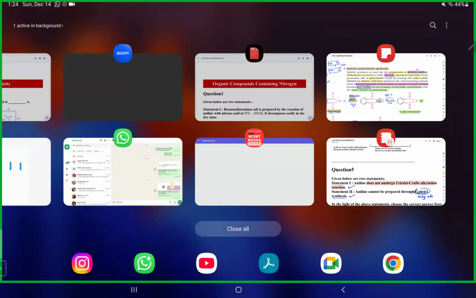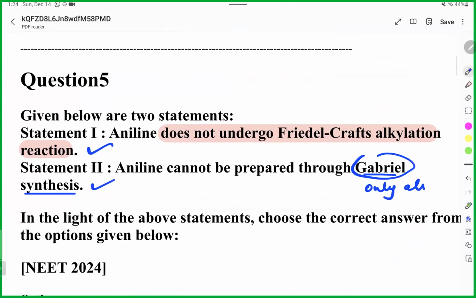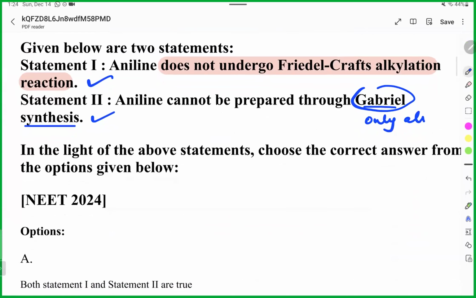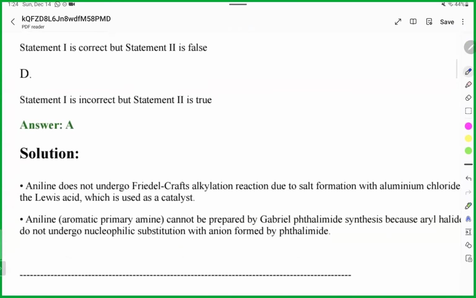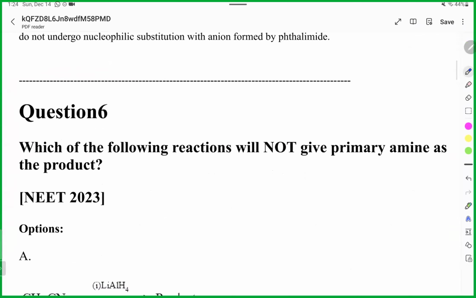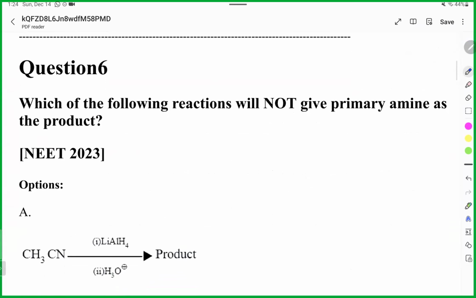Samad, do you feel now that JEE and NEET questions are almost the same? There is no difference, except there are some lengthy questions in JEE. Here it is short, but more or less it is like that.